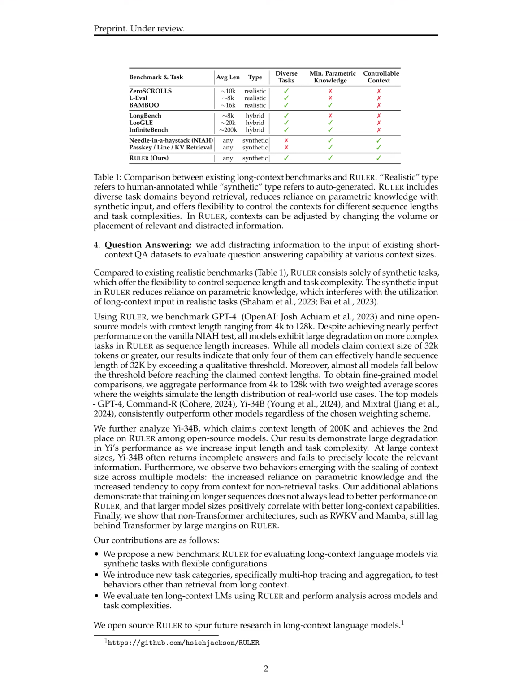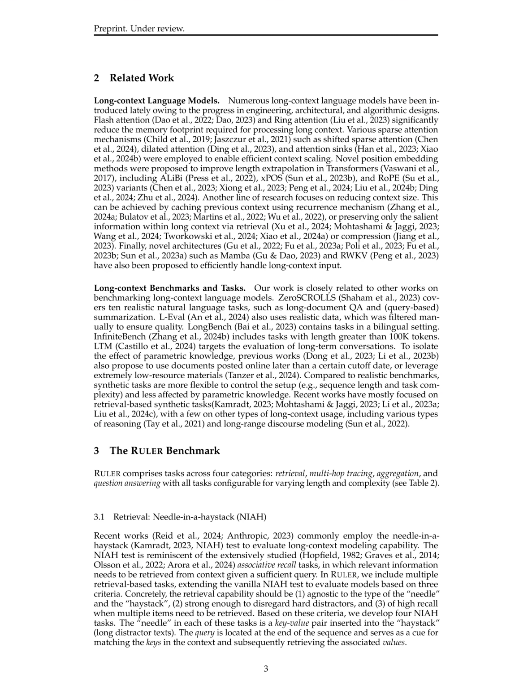It includes tasks such as multi-hop tracing, aggregation, and question answering, which test behaviors like co-reference chain resolution, summarization, and question answering at various context sizes. Ruler evaluates models based on criteria such as the ability to retrieve information agnostic to the type of needle and haystack, strength in disregarding hard distractors, and high recall when multiple items need to be retrieved.